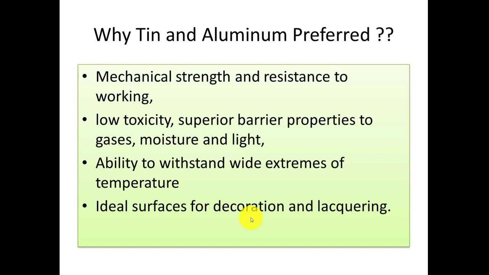So generally tin and aluminium were preferred. The reason behind selecting tin and aluminium for the manufacturing of the can in the earlier time, or in the beginning, was that they had better mechanical strength and resistance to the working conditions. They impart very little toxicity, and they had superior barrier properties to gases, moisture, and light. They have the ability to withstand wide extremes of temperature, and they offered an ideal surface for decoration and lacquering.